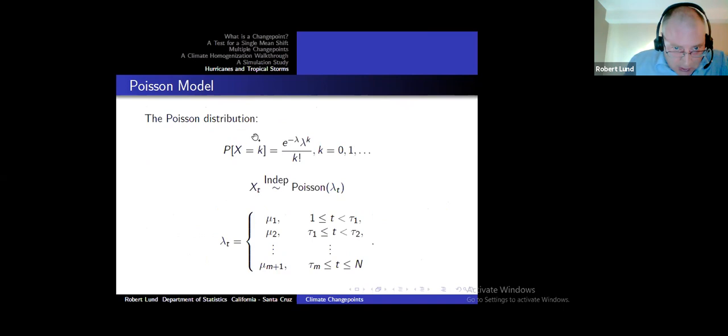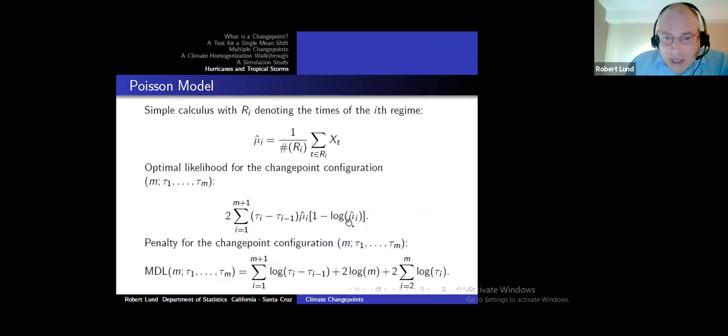But let me just tell you briefly the model. Here is the Poisson count distribution. It's a count running from 0, 1, 2. And this is the famous e to the minus lambda, lambda to the k over k factorial. For the model, I'm going to take X_t for each year t to be independent, because we don't see correlation, Poisson, but I'm going to let the lambda parameter change.